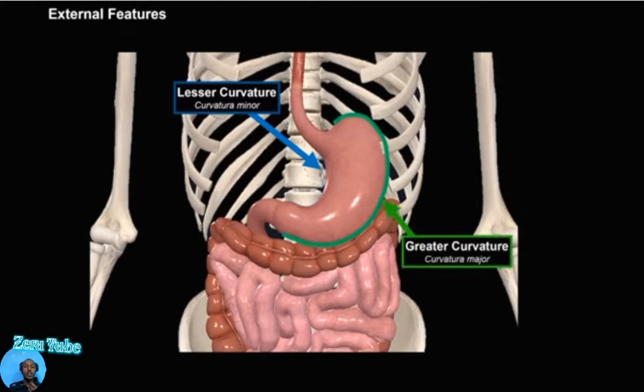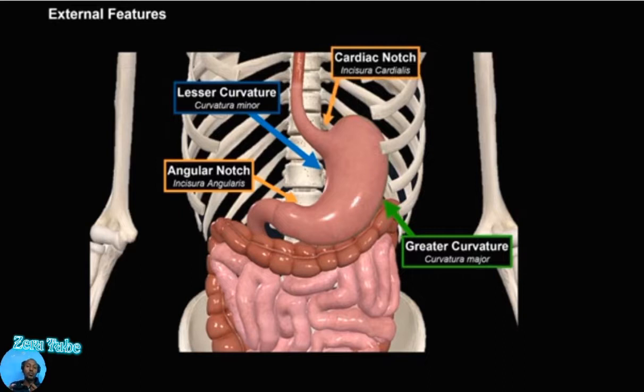So the greater curvature and the lesser curvature, as well as at the end of the lesser curvature we can get a small depression. That notch is called the angular notch. So the angular notch indicates the end of the lesser curvature. At the beginning of the greater curvature, there is also a notch. That is called the cardiac notch.